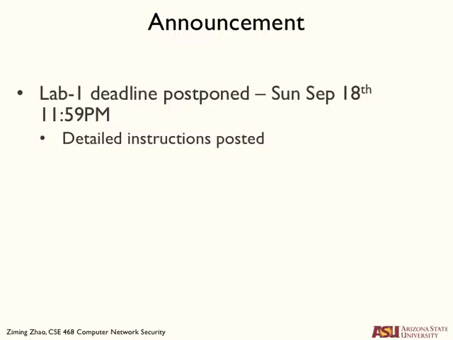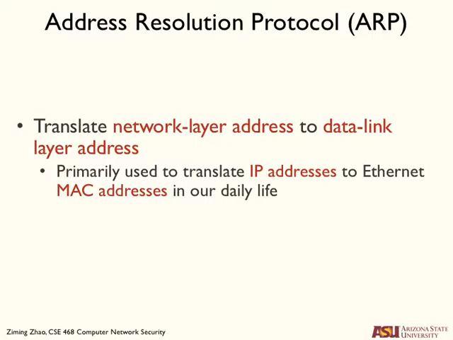Okay. So today we are going to study data link layer security. We already talked about what the Address Resolution Protocol is. I believe now everyone remembers what ARP is and what it does, because I put that in the exam. Basically, the ARP protocol translates network layer addresses to data link layer addresses. Primarily in our daily life, it is used to translate IP addresses to Ethernet MAC addresses. But the protocol itself is very generic. It's not designed only for IP to MAC; it works from any network address to data link address. We didn't really look at the mechanics before, so that is what we're going to do today.